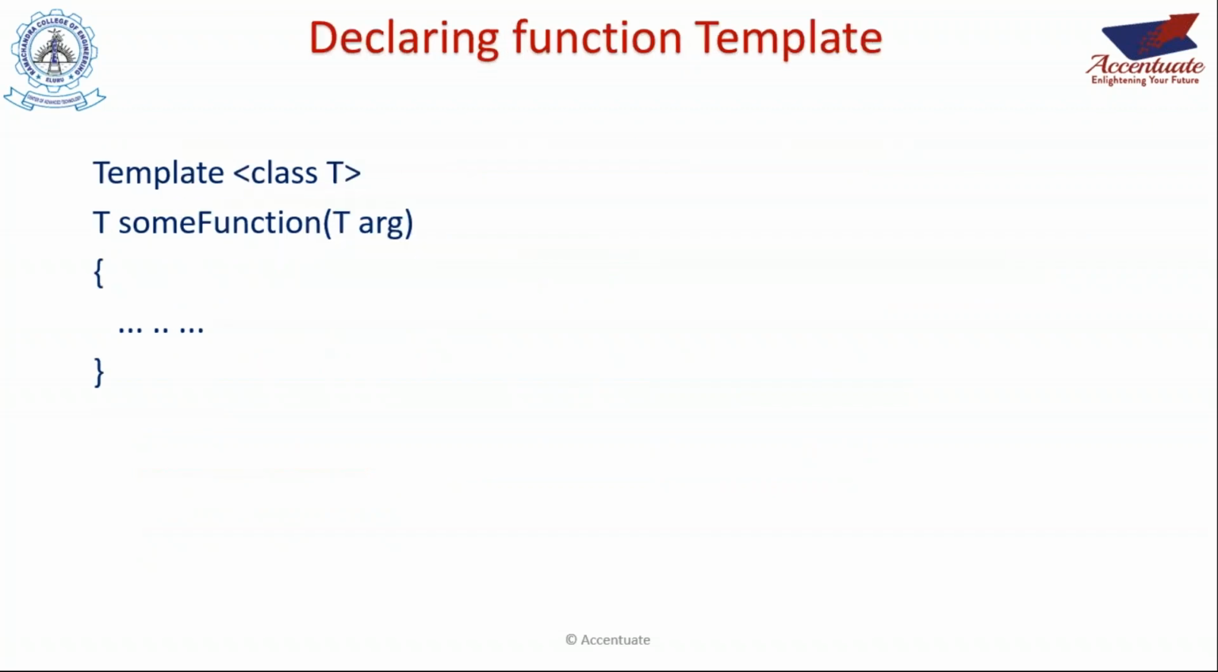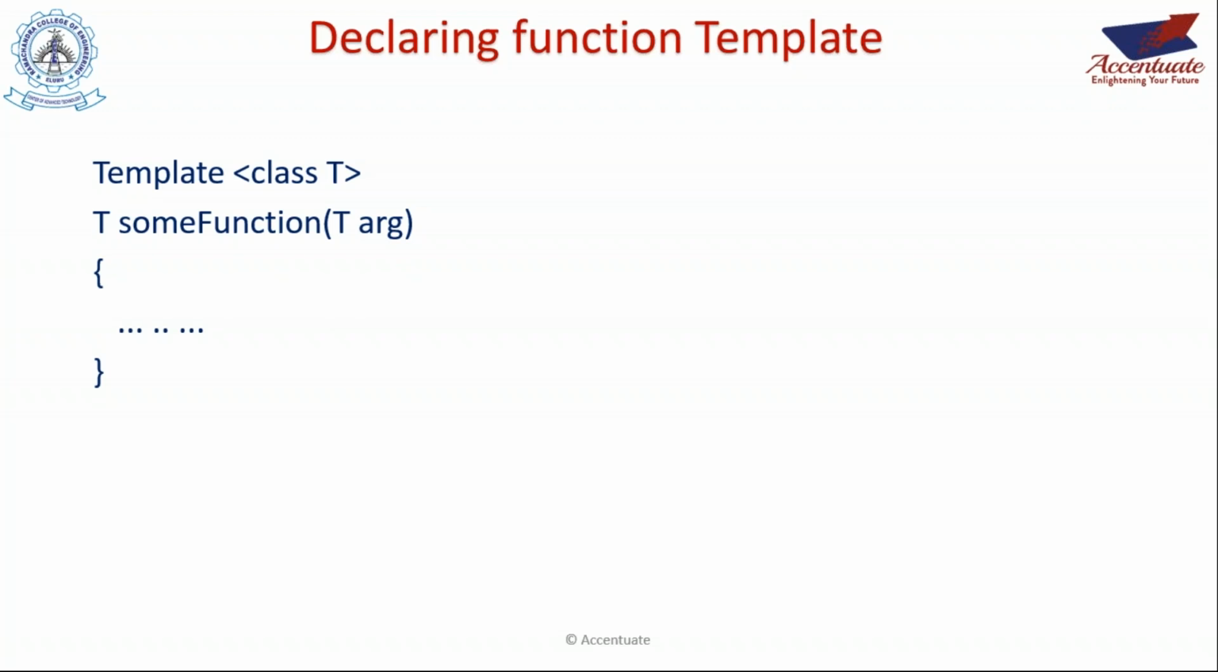Now, how to declare a function? Declaring a function uses a syntax wherein we have the keyword template, and within the angular brackets, we have the keyword class and then the letter T. And as you see, in the next line, we have capital letter T and the function name with the arguments.